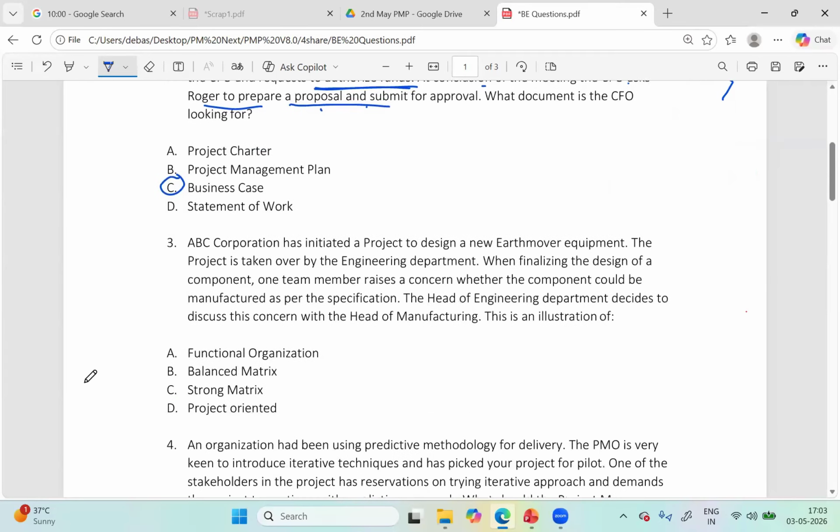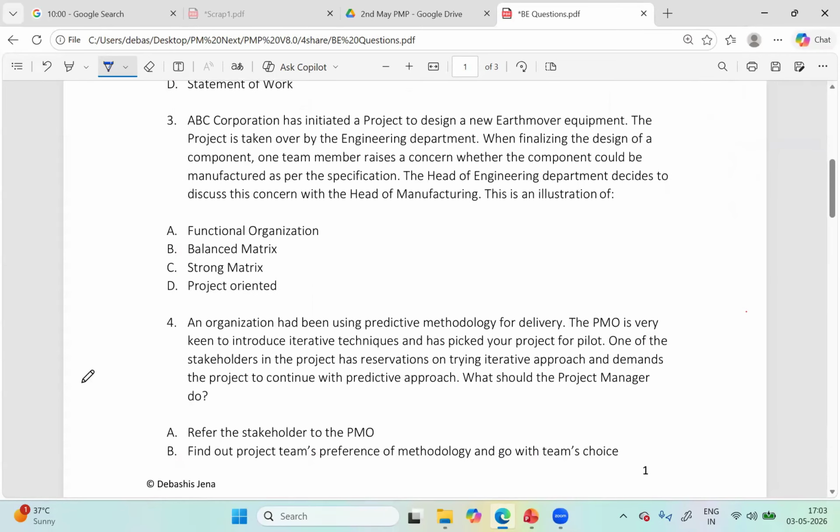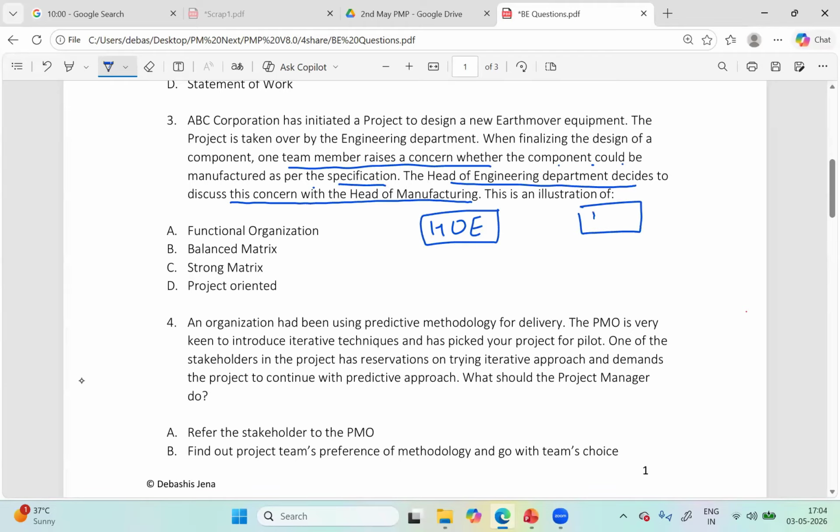Number three. Yeah, this is a good one. Here, watch. One team member raises a concern whether the component could be manufactured as per specification. And this is the clue. The head of the engineering department decides to discuss the concern with the head of manufacturing. See, what the question is pointing out is like this. We have the head of engineering, a functional manager, and the head of manufacturing, another functional manager. Their teams are working on the project. All right. Their staff or teams are working.